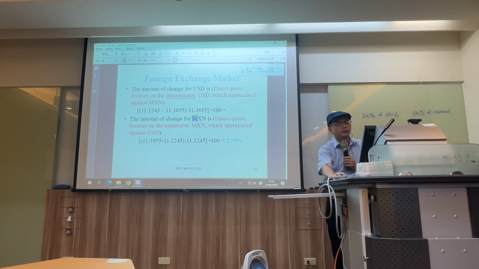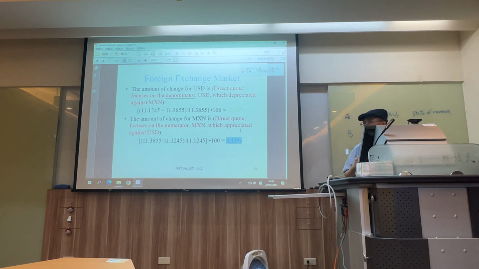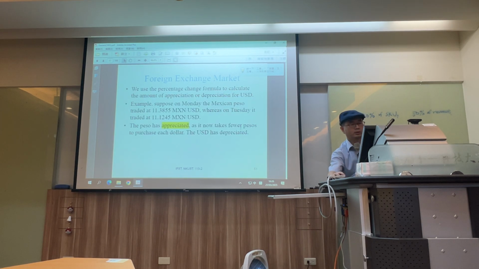And then if we are concerned about the Mexican peso, we know in this case the direction is that the Mexican peso has appreciated against the USD, because the ratio goes down in a direct quote, where the Mexican peso is the numerator. And for us to do the percentage change, we just have to use 11.38 minus 11.12 divided by the same number, then we can get 2.35%. Good. And those two numbers were from here.